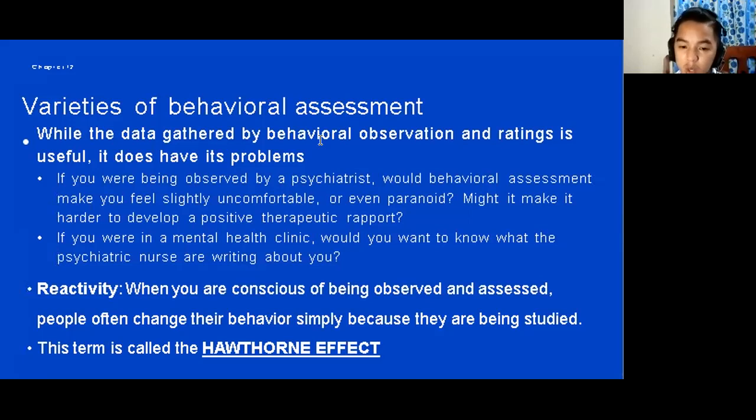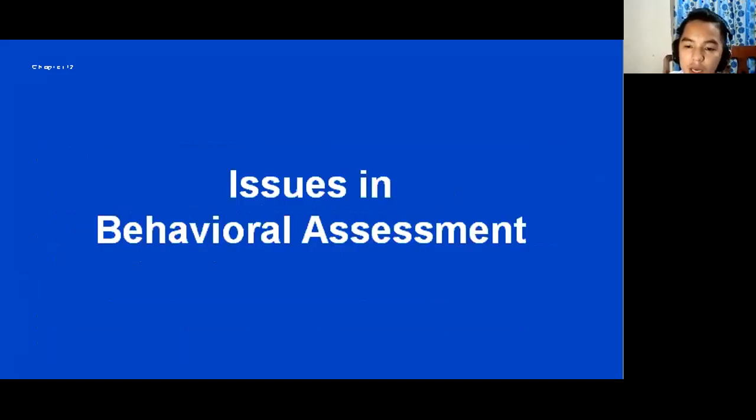So reactivity is when you are conscious of being observed and assessed. People often change their behavior simply because they are being studied. The term here is the Hawthorne effect. The Hawthorne effect is the changing of a person's behavior because of the fact that they are being studied. So here are the issues in behavioral assessment.